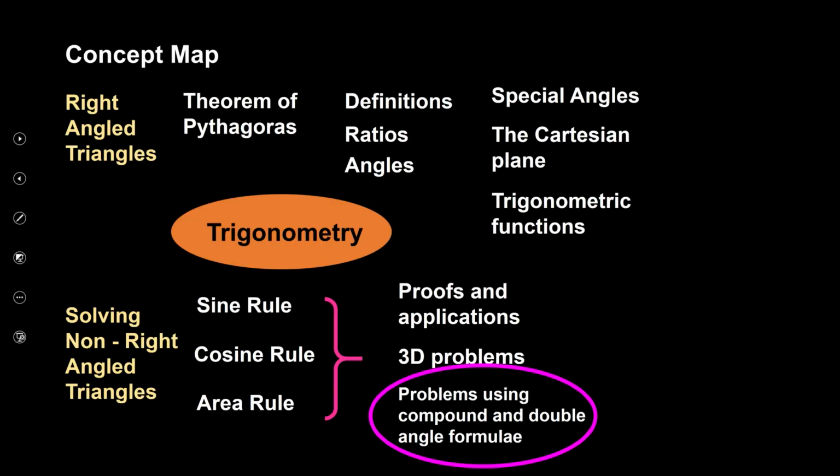Okay, so far we focused on solving non-right angle triangles using the sine rule, the area rule, and the cos rule. We've already done proofs and applications. We've started off with 3D problems, and now we will focus on using compound and double angle formulae. Can you remember what your formulae look like?